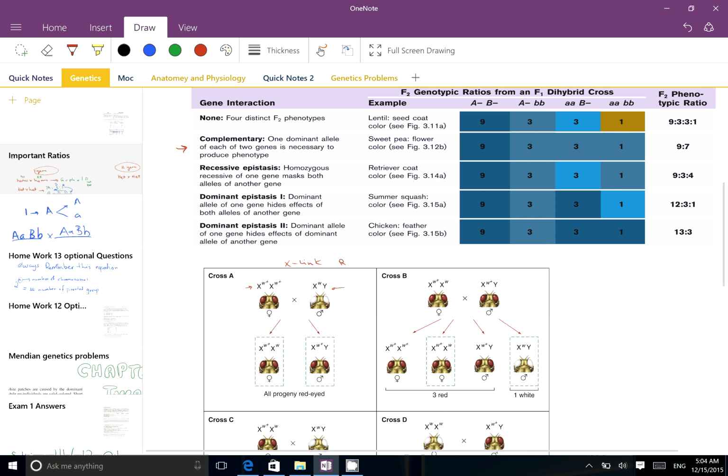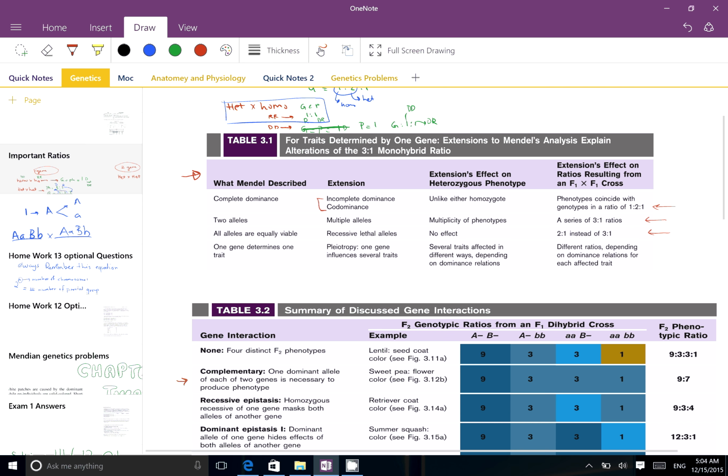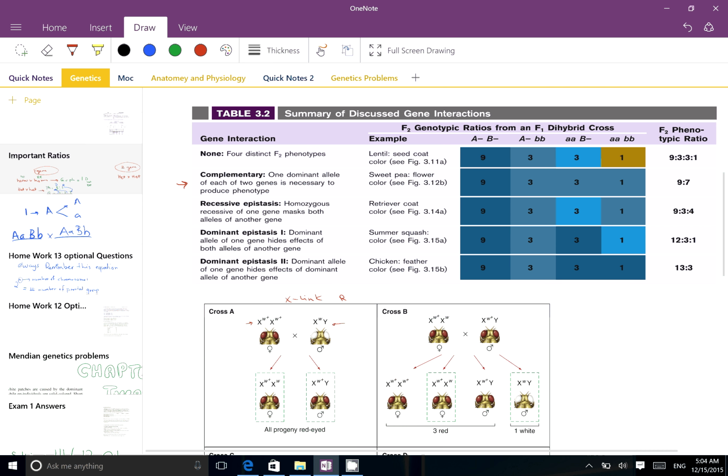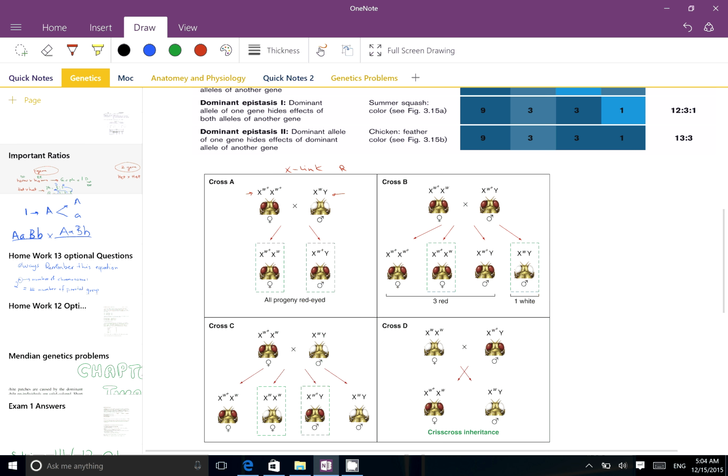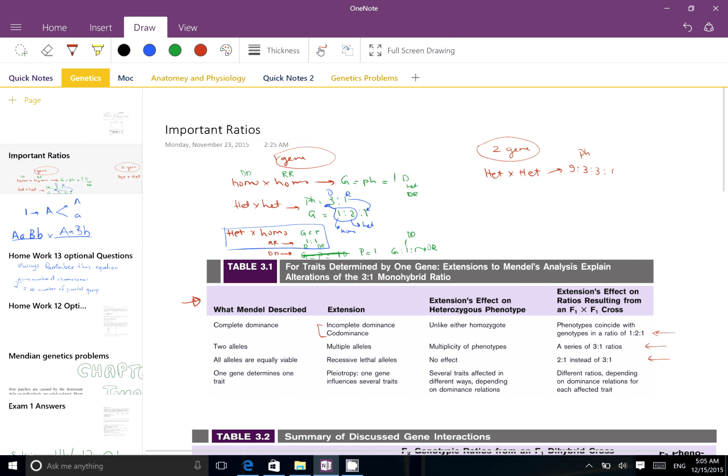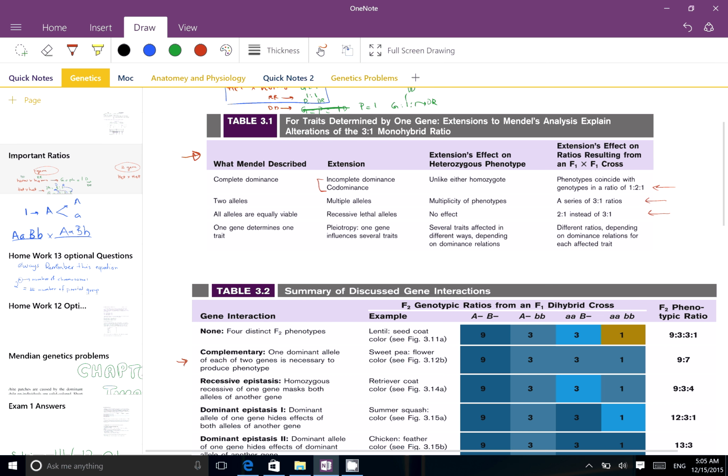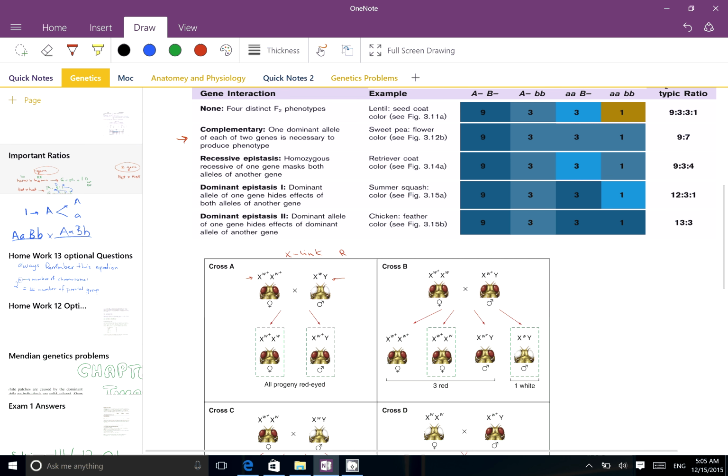So in my opinion, these are the important ratios for you to know. Practice them, and that's how you're going to be able to solve most of the questions if you know these ratios by heart. That's it. Thank you.